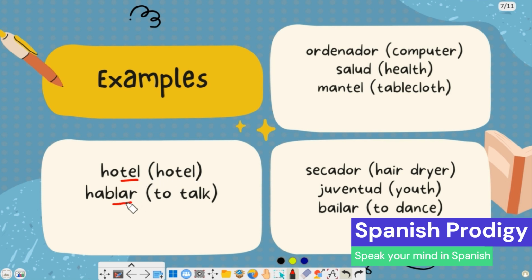Hotel means hotel, hablar means to talk, and then ordenador means computer. The stress is placed on the last part of the word because it is ending in a consonant other than N and S. And then salud means health, mantel means tablecloth. Here also the stress is placed on the last part of the word. And then secador means hair dryer. Again the stress is placed on the last part of the word. Juventud means youth. And then bailar means to dance.